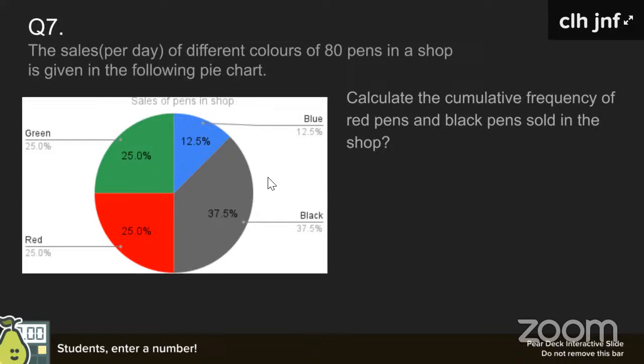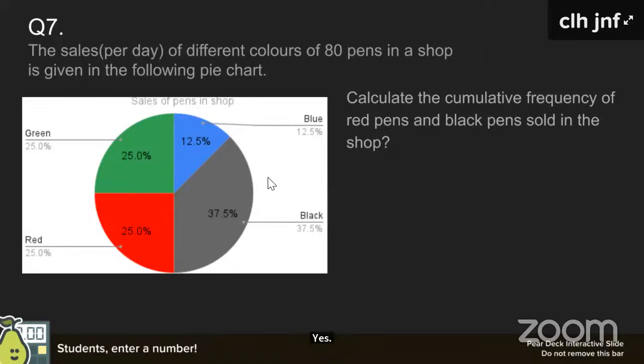Sum of all the pens, it will be 80, ma'am. 80 only, right? Now if I ask you to add, first let's say for blue pen, we calculated that the number of pens was 10. For blue, 10. For red and green, it's 20.